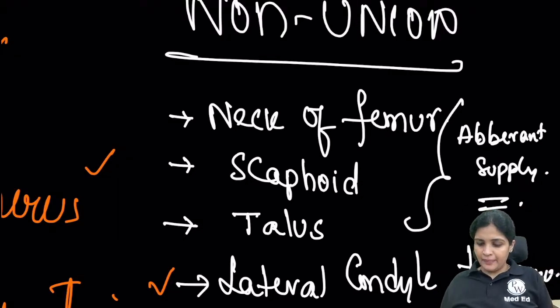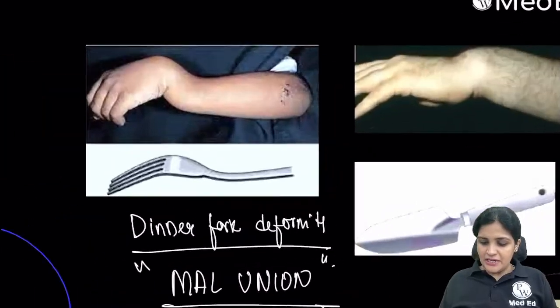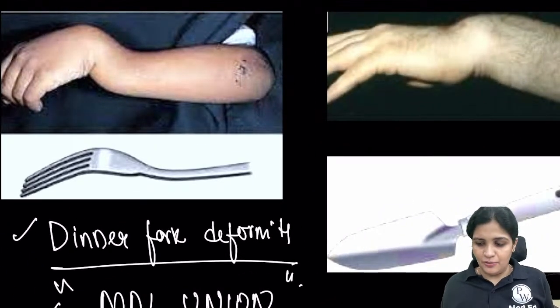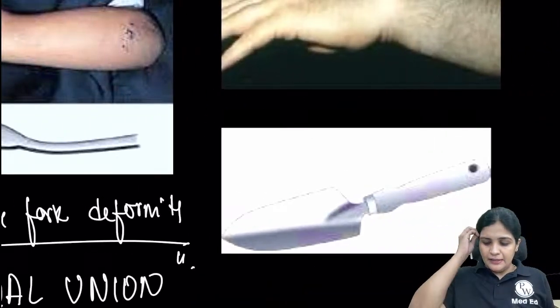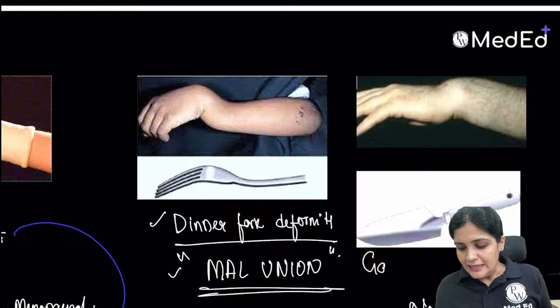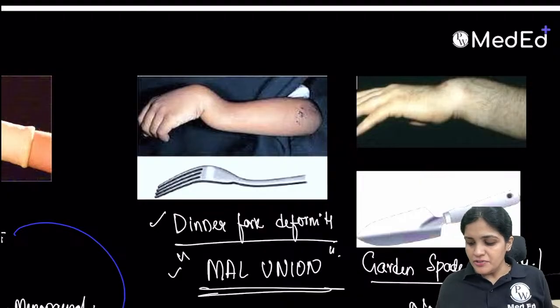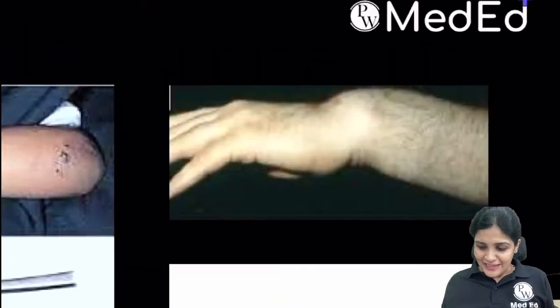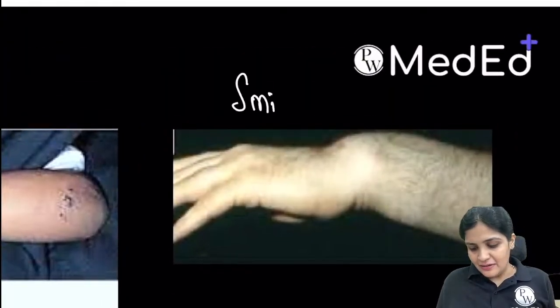Okay, now. So this is a dinner fork deformity, which is usually seen in Colles fracture. That is malunion. So what is this? This is garden spade deformity. Where do you see this garden spade deformity? What is the opposite of Colles fracture? Smith fracture. Yes, Smith fracture. Very good. What is Smith fracture?